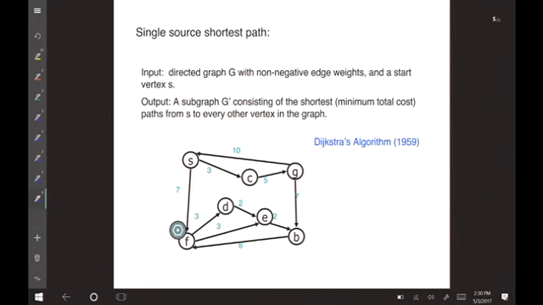Okay, so technically the description of the problem is this. The input is a directed graph with non-negative edge weights. That non-negative edge weights part is particular to Dijkstra's algorithm, but negative weight cycles is something we're going to talk about in a second. Okay, so non-negative edge weights and some start vertex. And the output is a subgraph of G consisting of the shortest, minimum total cost path from S to every other vertex in the graph. I do not know how all that happened. All right, and we're going to study Dijkstra's algorithm.